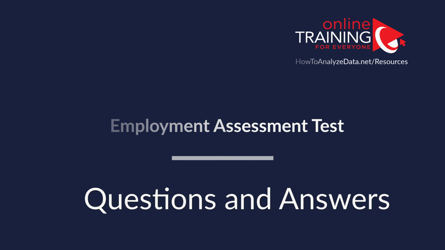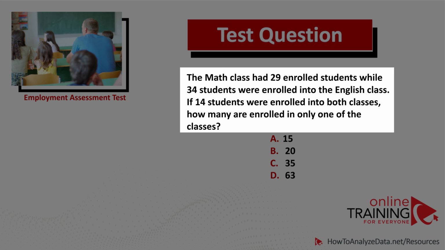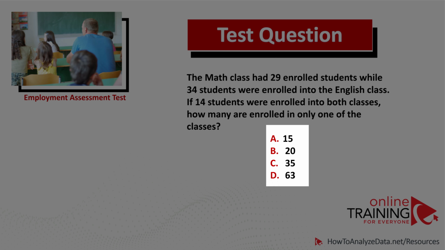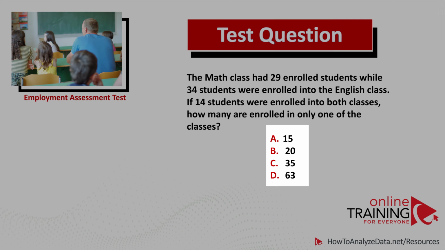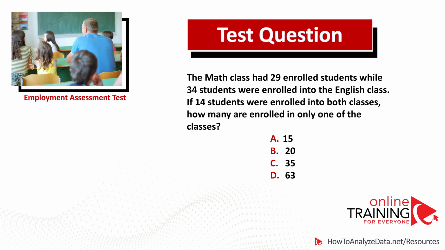Let's look at a tricky question you might frequently see as part of an employment assessment test. The math class had 29 enrolled students, while 34 students were enrolled in the English class. If 14 students were enrolled in both classes, how many are enrolled in only one of the classes? And you have 4 different choices: 15, 20, 35, and 63. Do you think you know the answer? Let's see if we can get to the correct answer together.